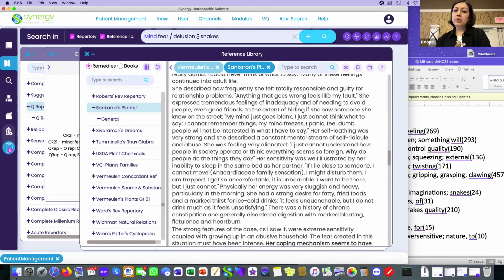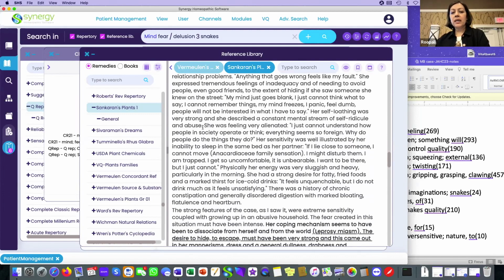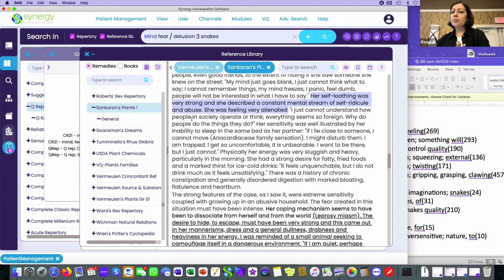She feels totally responsible and guilty for her relationship problems. In this case, she feels like the intimacy was stopped because of her pain. She's feeling alien, so her self-loathing is very strong, mental self-ridicule, feeling very alienated. I don't understand how people in society operate or think. Everything seems so foreign. Why do people do the things that they do? And I think there is some similarity in how this woman is operating in the South, which is a foreign culture. She says, I don't dress like them. I don't follow the rules. I don't know what the logic is.